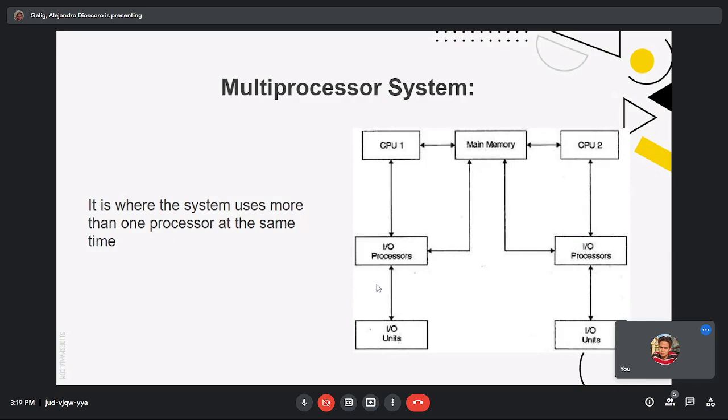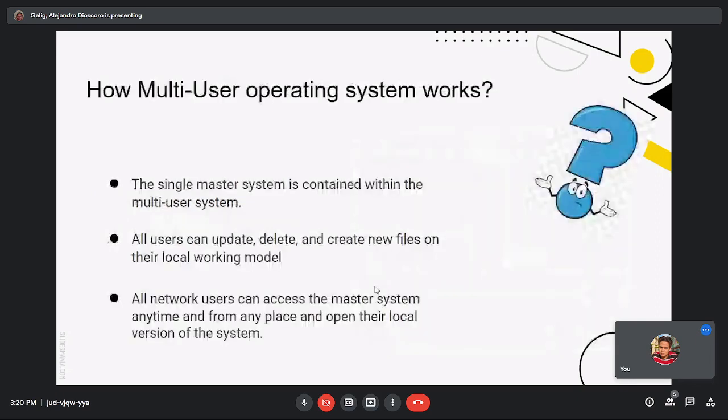So the next one is how a multi-user operating system works. The single master system is contained within the multi-user system. All users can update, delete, and create files on their local working model, and all network users can access the master system anytime and from any place and open their local version of the system.